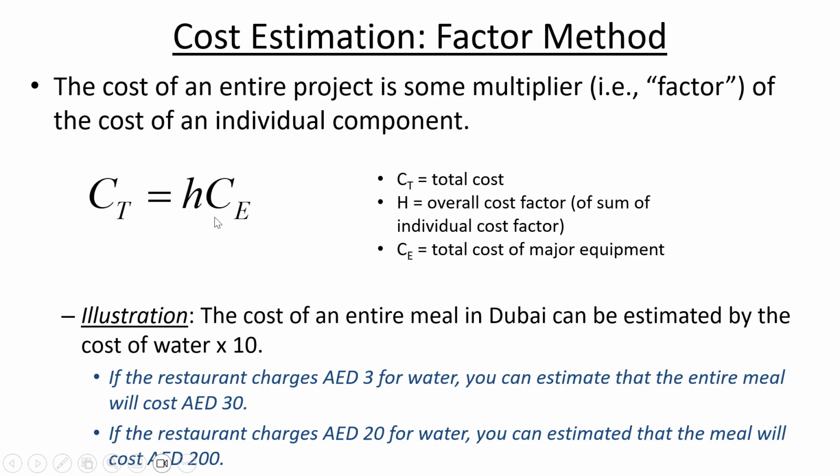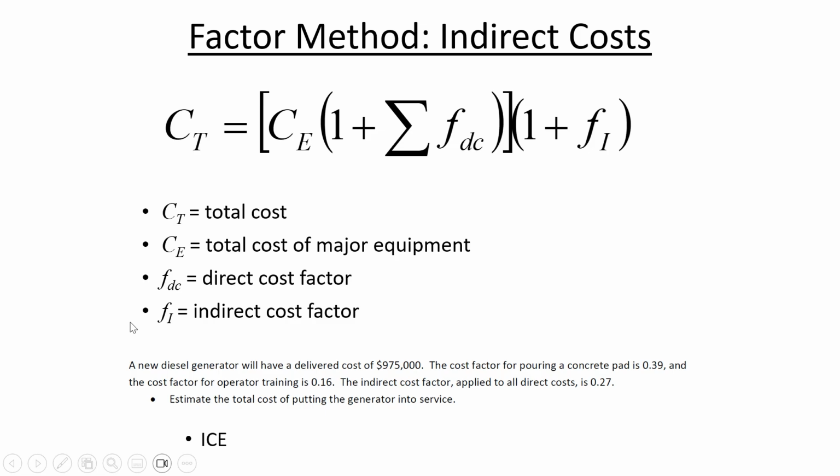But this idea is that the total cost can be represented by the cost of an individual component multiplied by some factor. So when you add in the indirect costs, that further nails down the overall cost of putting something into service.